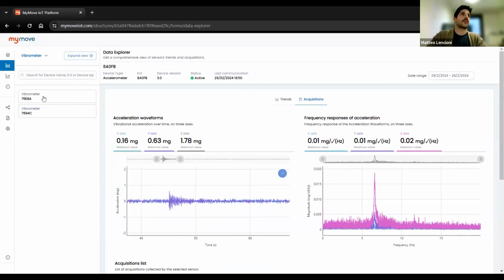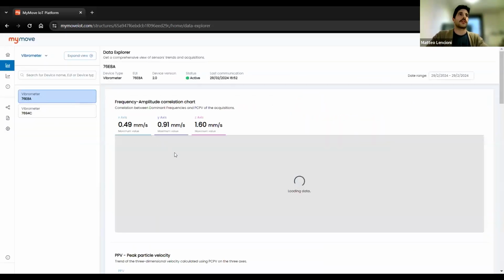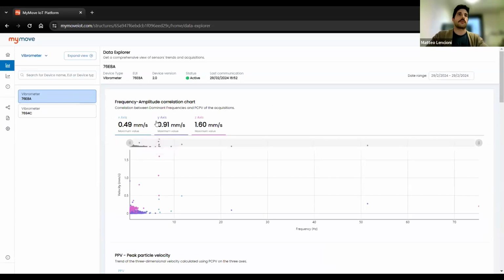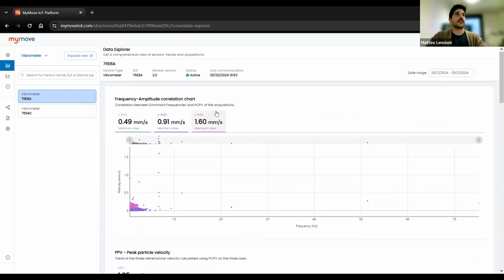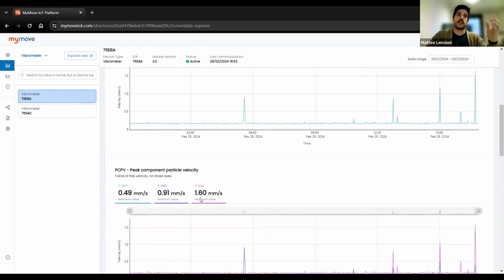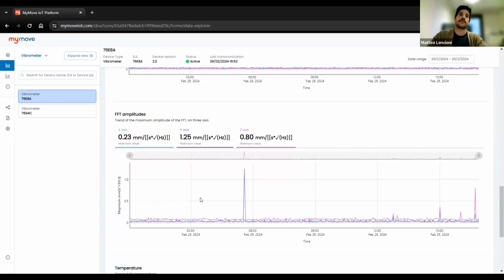Let me show you a different type of sensor. For example, this is a vibrometer where you can see, this is a scatter plot, where you can see how data points are distributed in a velocity/frequency domain. So, on a general level of analysis, the data explorer is where you can, from different perspectives, look at the data and dive deep into the data analysis and look at all of the data that all of the sensors provided.